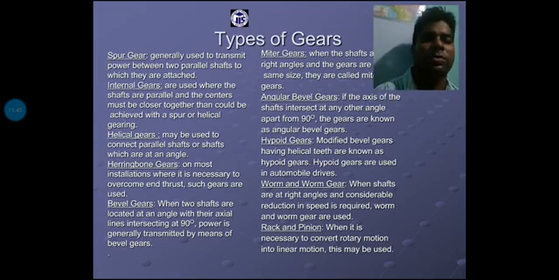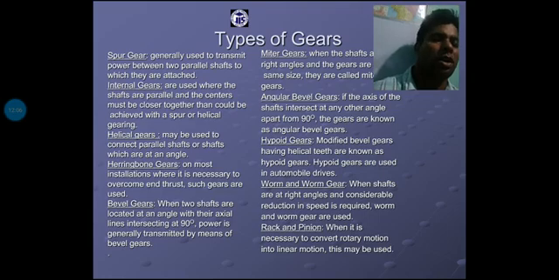Next, worm and worm gear. When the shafts are at right angles with a considerable reduction in speed, that means it is required when worm and worm gears are used.